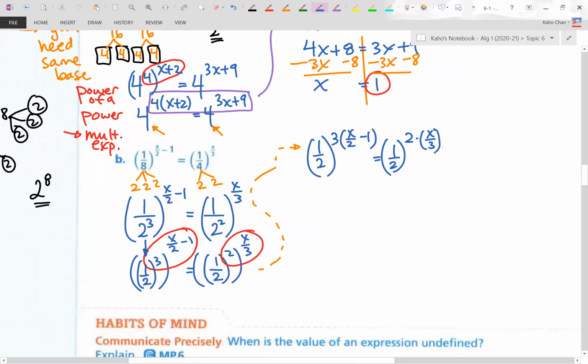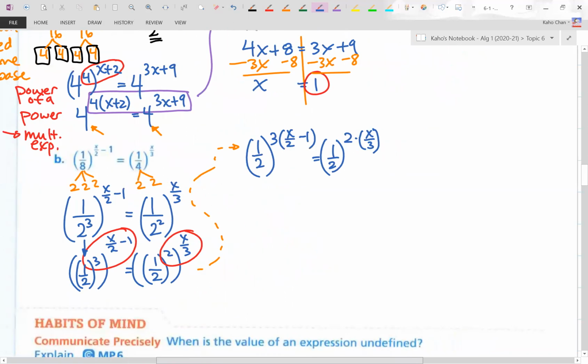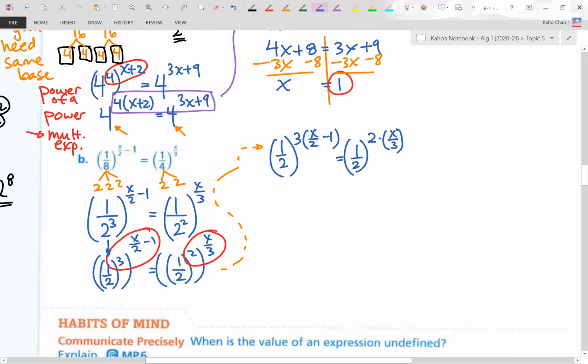Whoever made this problem up, they were probably evil. Okay, the bases are the same. Nice, I can ignore them. I can just set the powers equal to each other right now. So how are we going to do this?